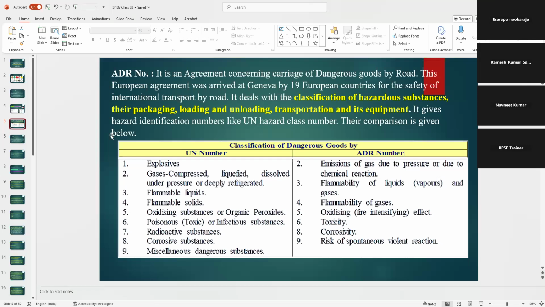It talks about transportation purposes, whereas EAC talks about emergency action purposes. Then the CAS number talks about the identification of the chemical. It doesn't give any information with respect to hazards or any emergency action.